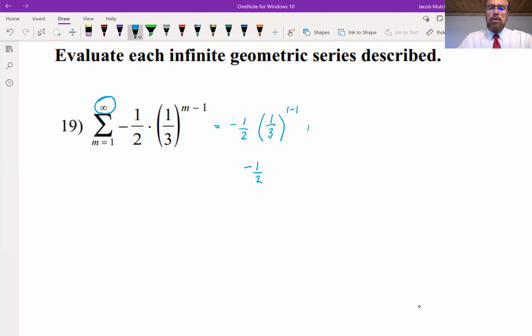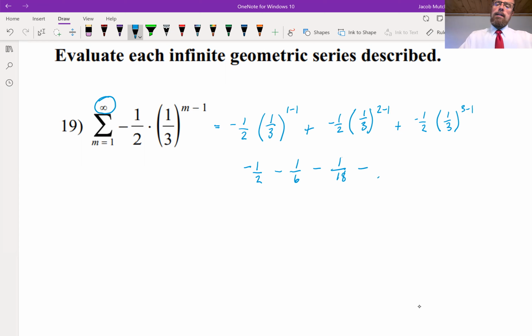Let's calculate the next term. So I'll put plus, again negative 1/2 times base 1/3 to the power now of 2 minus 1. 1/3 to the power of 1 is 1/3, times negative 1/2 is minus 1/6. We'll calculate the third term, so plus negative 1/2 times 1/3 to the power of 3 minus 1. So 1/3 squared is 1/9. 1/9 times negative 1/2 is negative 1/18. So I can see the way that this series is going, it's really just multiplying by 1/3 from that first term, negative 1/2. So I'll put minus and then the ellipsis just to indicate that that is infinite.